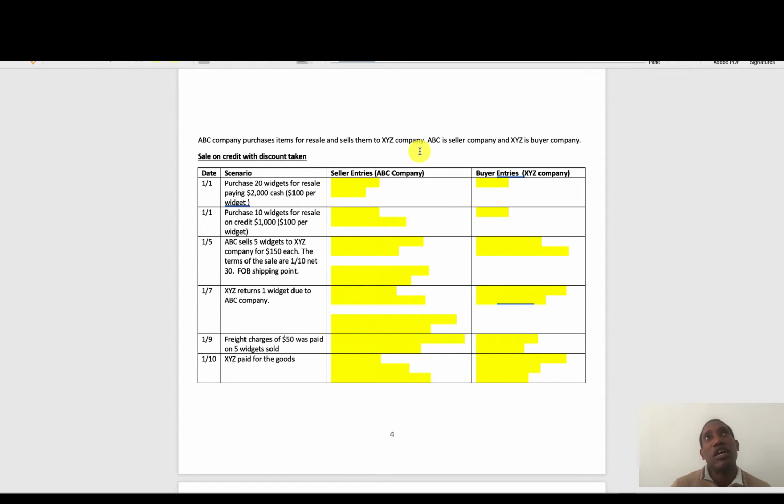So if you think about it, if I purchase widgets or books or whatever it is, and then I sell those books to another company, then I have journal entries, and the company that I sold the items to also has journal entries, and those journal entries should be similar, right? So we're going to walk through the process of doing that.